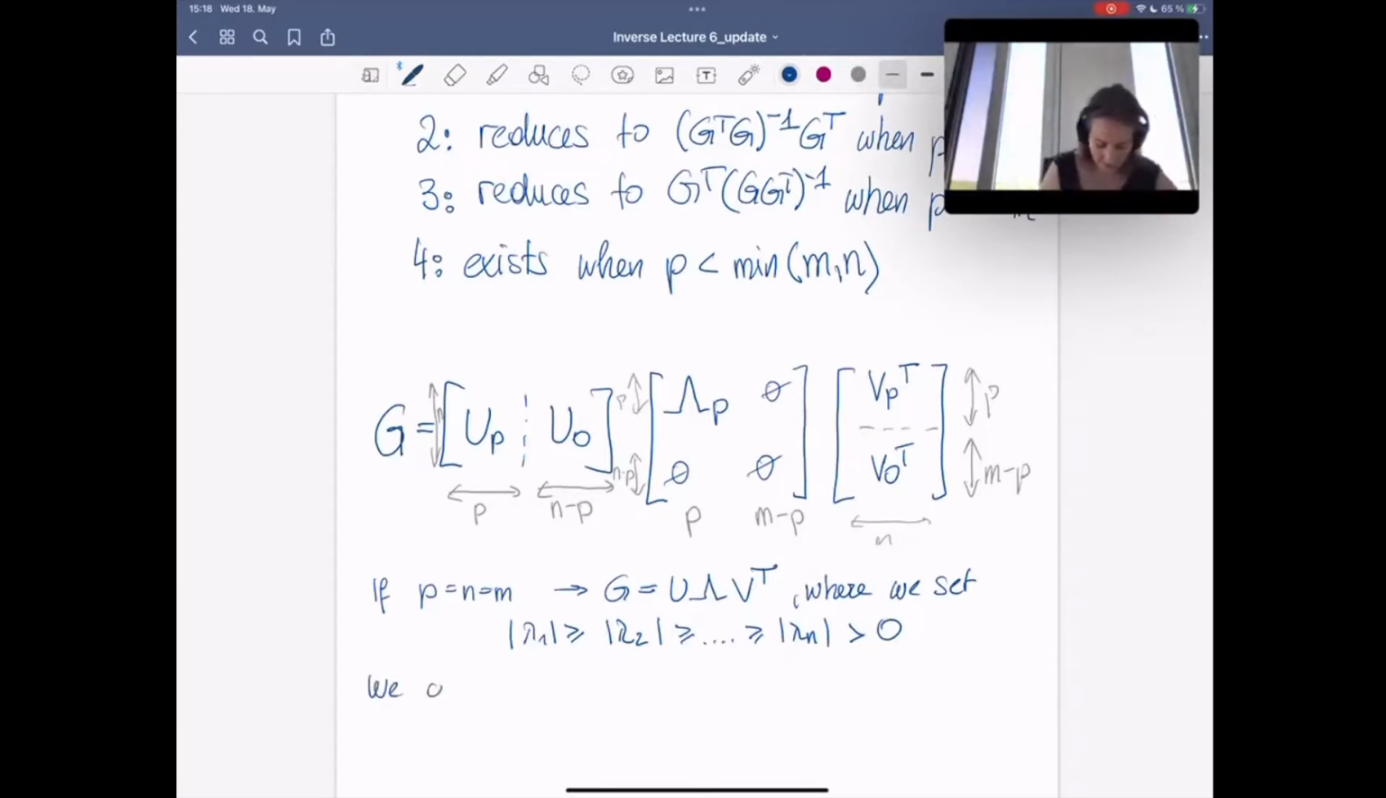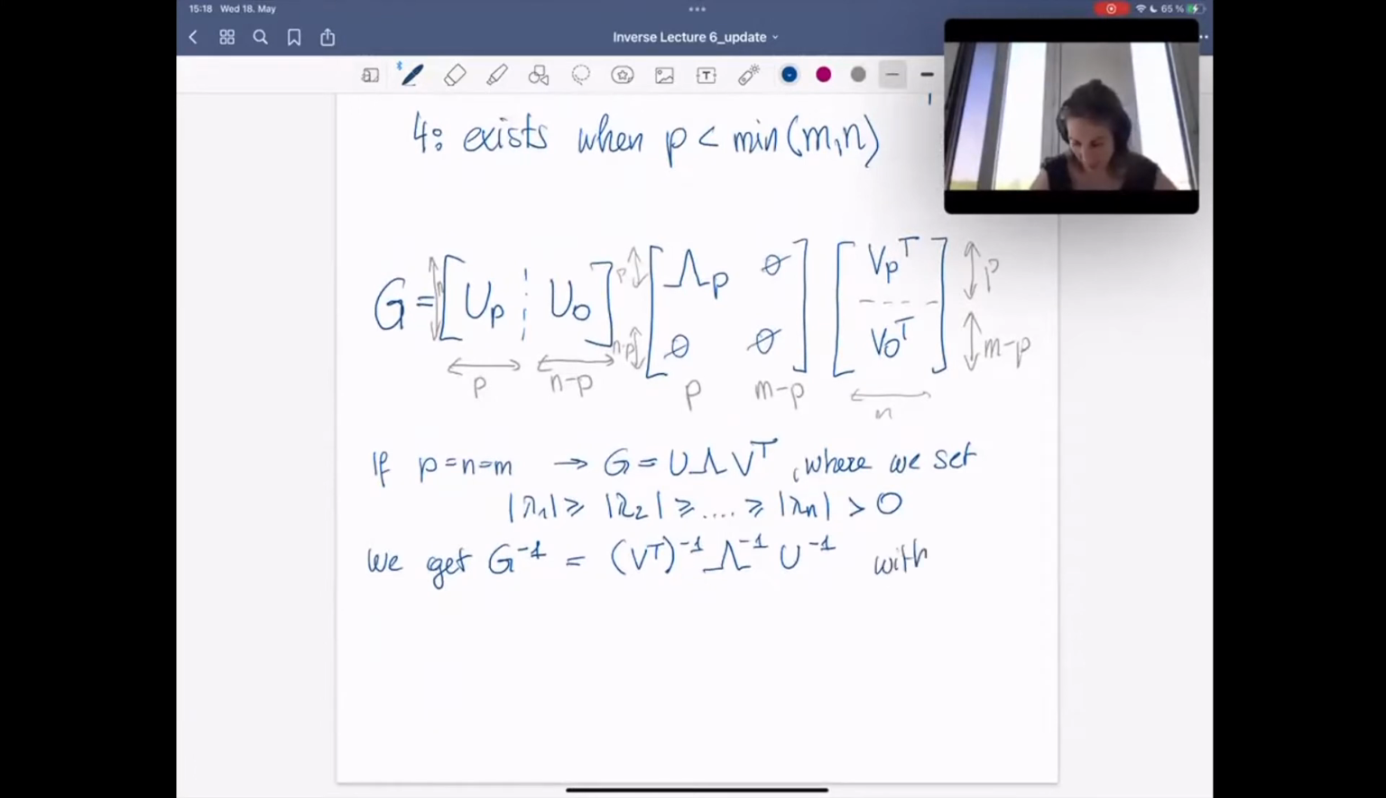So we get the inverse of G equals V transpose inverse lambda inverse of U, with lambda inverse equals a diagonal matrix, 1 over lambda 1 up to 1 over lambda n, which exists because we have no 0 eigenvalues.